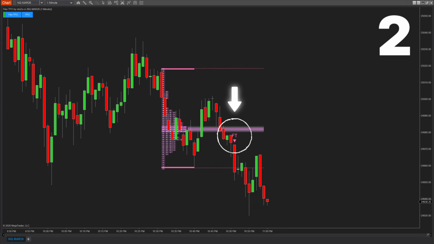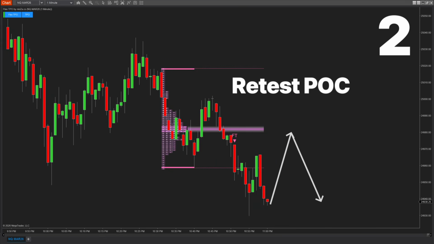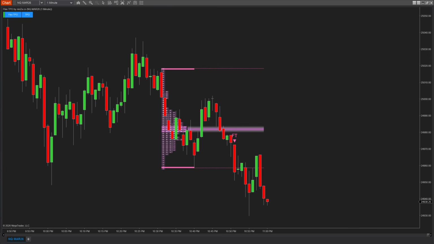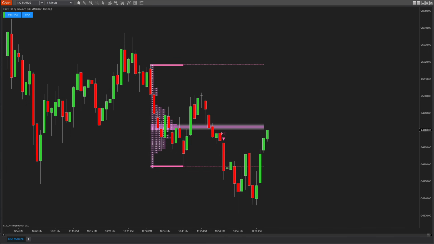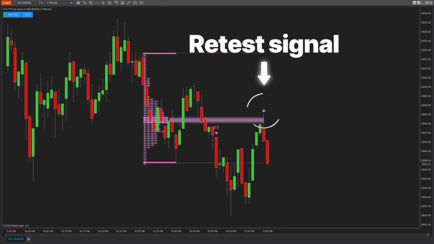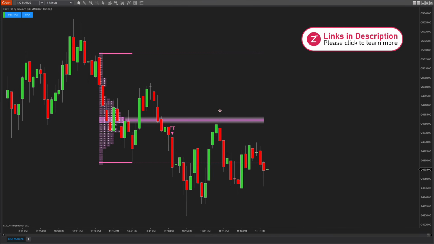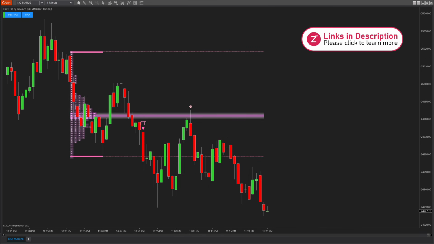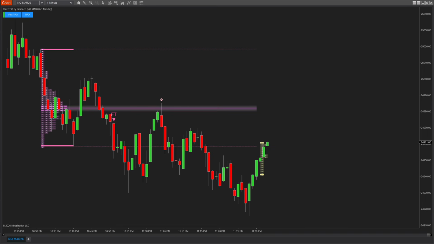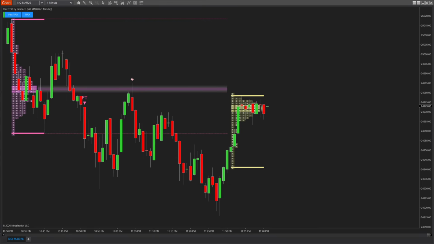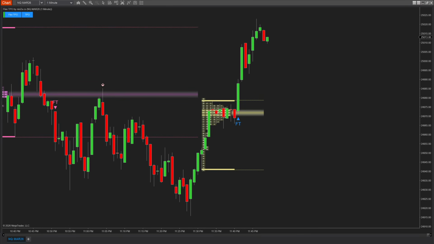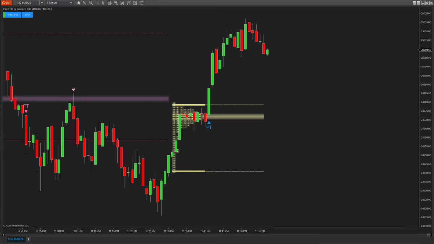Scenario 2. After the break, price doesn't continue immediately but returns. In this case, the POC of the initial balance becomes the price level the market is likely to revisit. If the price returns to the POC and meets the necessary conditions, Flex TPO will generate a retest signal. In other words, instead of retesting randomly at any price level, Flex TPO focuses on the price level most accepted by the market during the previous balance period.